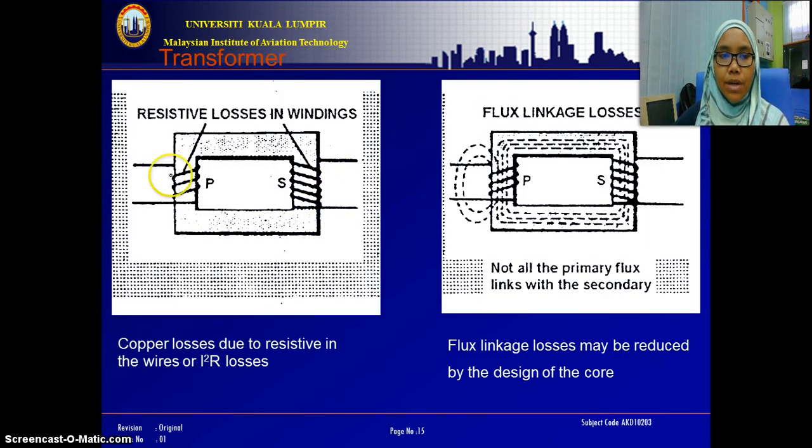And we may also have resistive losses in the winding, which is power loss due to the resistive conductor. And somehow we also have the flux linkage losses on the core of the transformer. So these are all the losses that we have in the transformer, meaning that we don't have an ideal transformer in this real world.